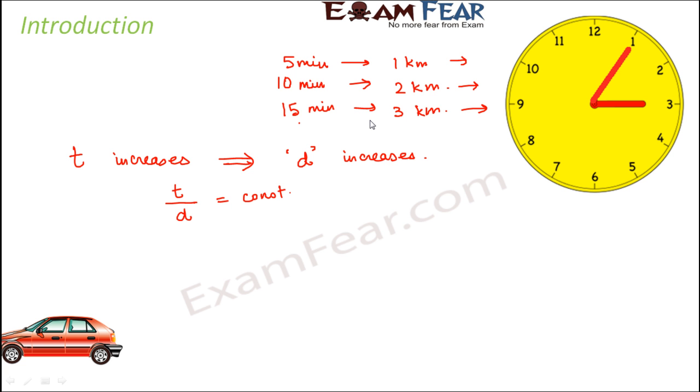So in this case, we say that time and distance are directly proportional to each other. That means as time increases, distance also increases. Similarly, as distance increases, time also increases. This holds true only when we assume that the vehicle is traveling with uniform speed.